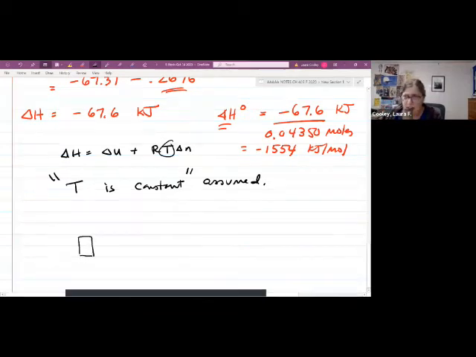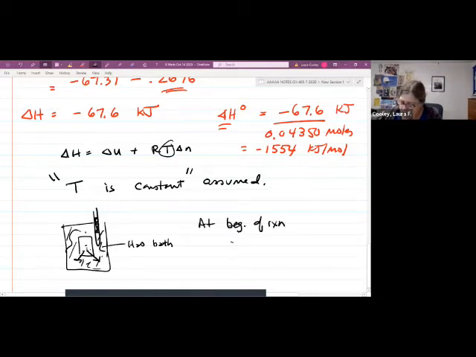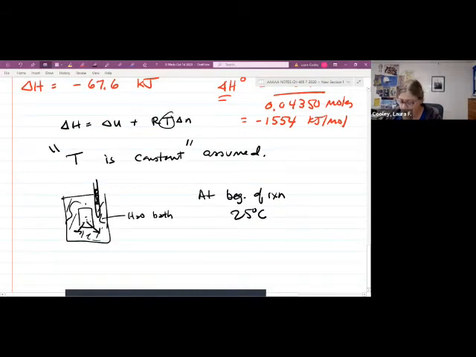Remember, you have this bomb inside this water bath. Here's the water bath, and the thermometer is out here. You start at a certain temperature, and then the temperature goes up, and you measure that in the thermometer inside the surroundings. But what's happening to the system is its heat is leaving. It's going into the surroundings over here in the bath and is recorded as an increase in temperature. But at the beginning of the reaction, it's at 25 degrees C. So then the reaction happens. The temperature climbs. And then the heat gets transferred out.